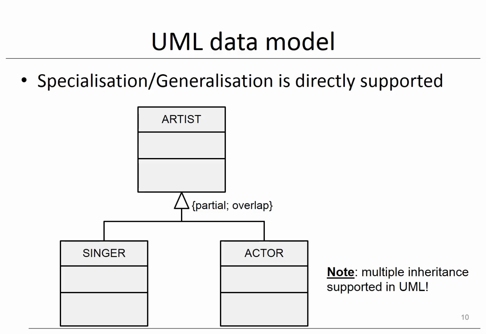Similar to the EER model, UML also allows to model specialization or generalization relationships. Here you can see our earlier example with artist, singer, and actor. Note the hollow triangle which represents a specialization in UML. The specialization characteristics, such as total, partial, or disjoint overlap, can be added next to the triangle. UML also supports multiple inheritance.